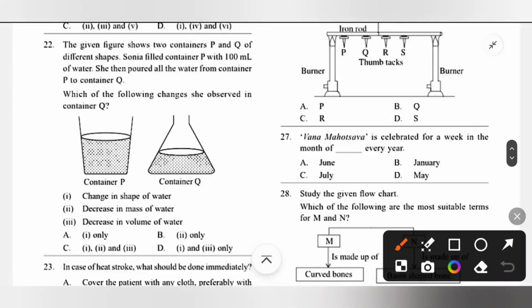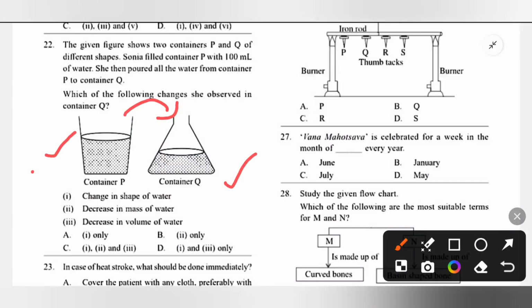Next one, the given figure shows 2 containers P and Q of different shapes. Sonia filled container P with 100 ml of water. She then poured all the water from container P to container Q. Which of the following changes did she observe in container Q? Okay, so one, change in shape of water.